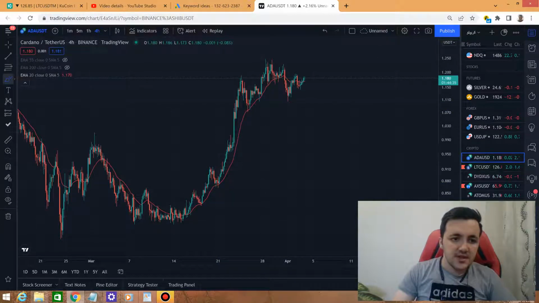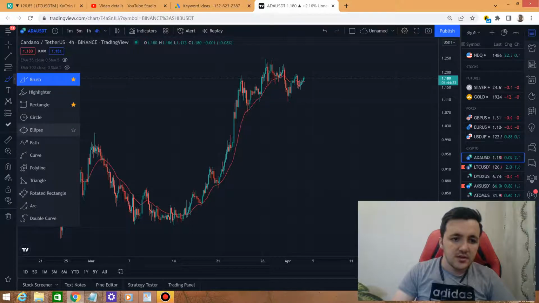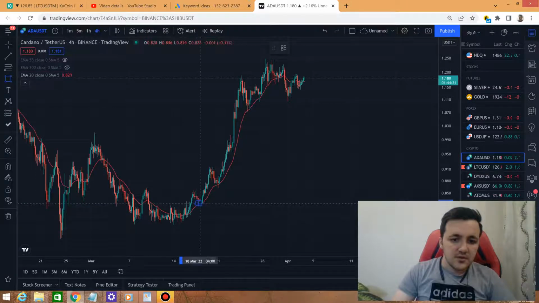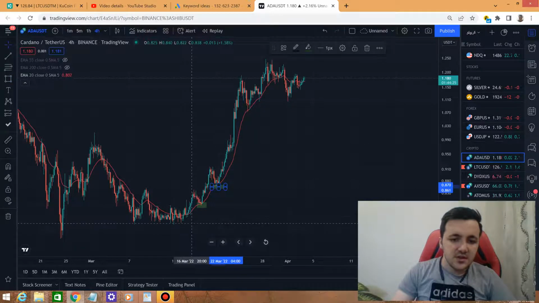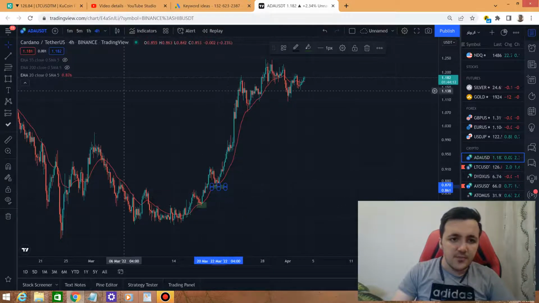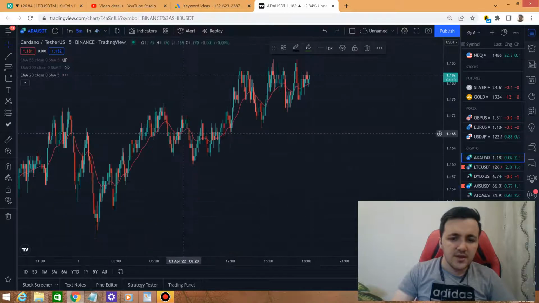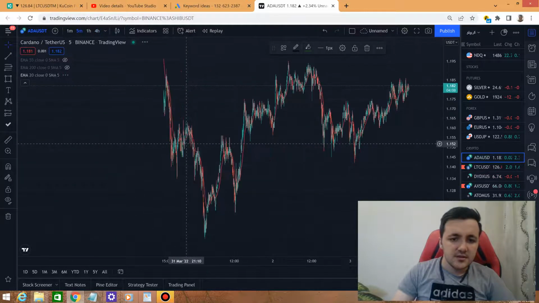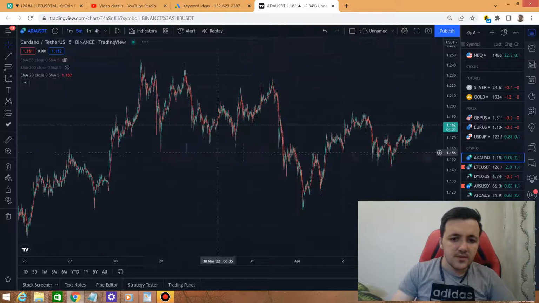Okay, I choose an area, for example, here and here, because we have a big movement and a swing, and after that we have an area where candles touch EMA 20. I go to the 5 minute time frame.